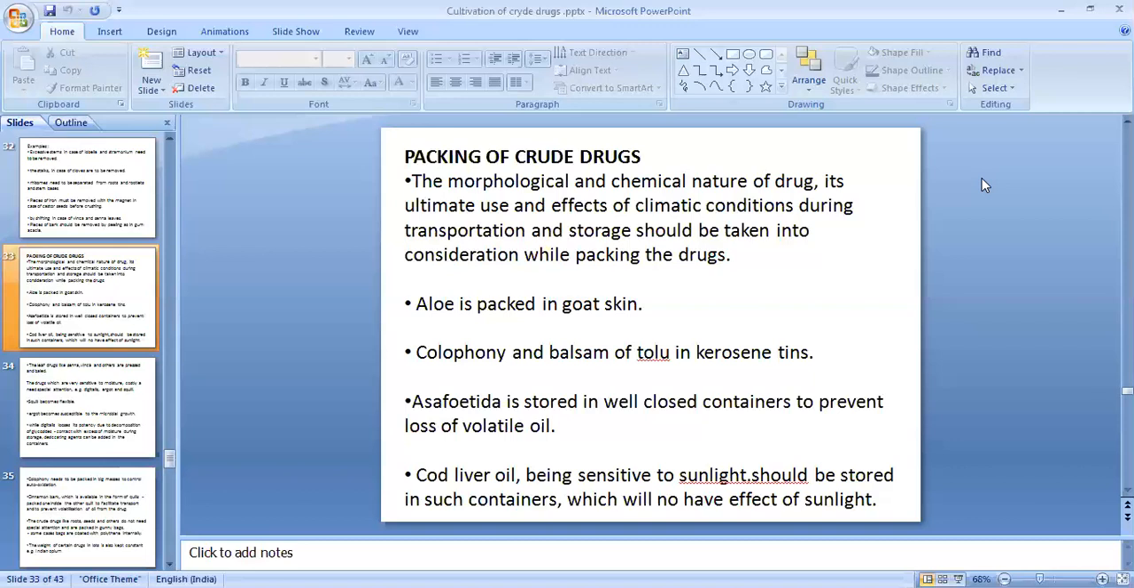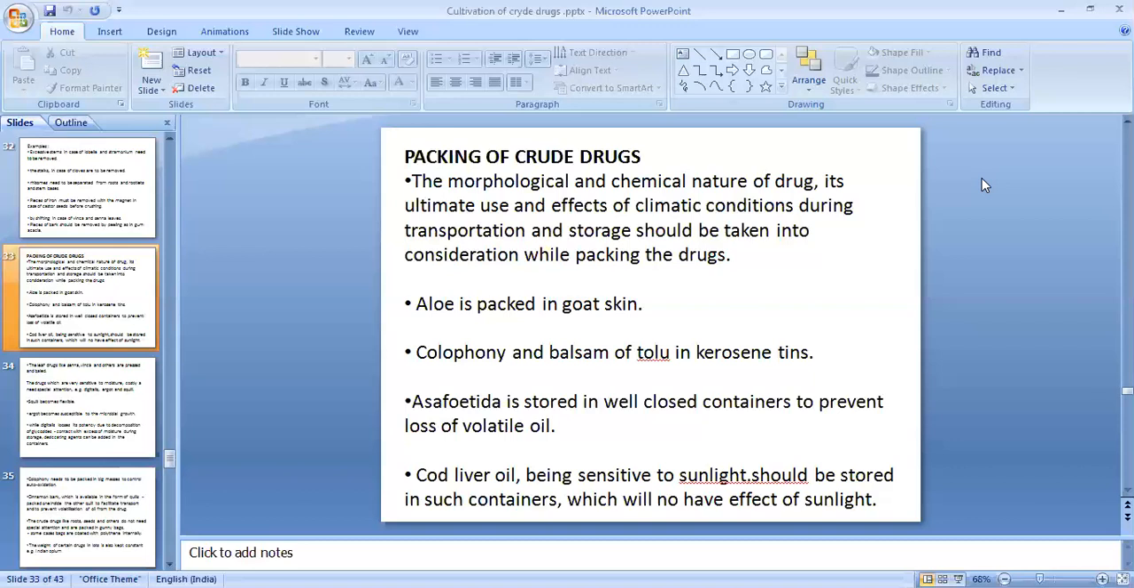That means you have to pack the drug in such a way that the morphological character should not be affected, the chemical nature of the drug should not be affected, and also it should not be affected by the climatic conditions during the transportation and storage. So by taking all these facts into consideration, you have to select the packing material and pack your drugs in such a way. Okay, so here we can see some of the examples of how they are packed.